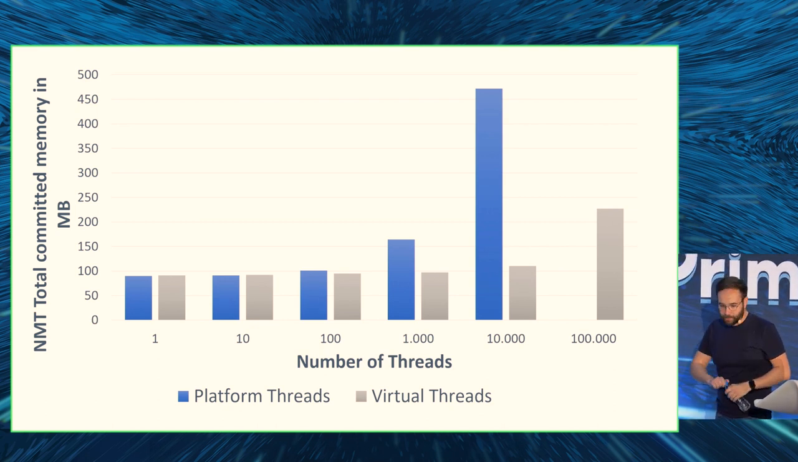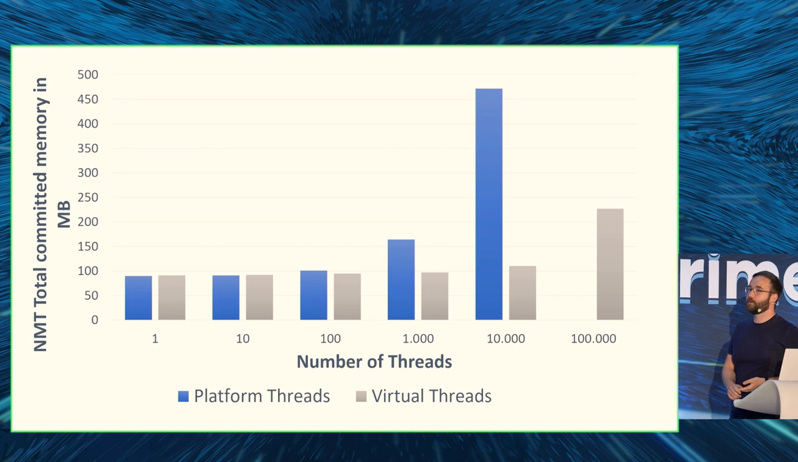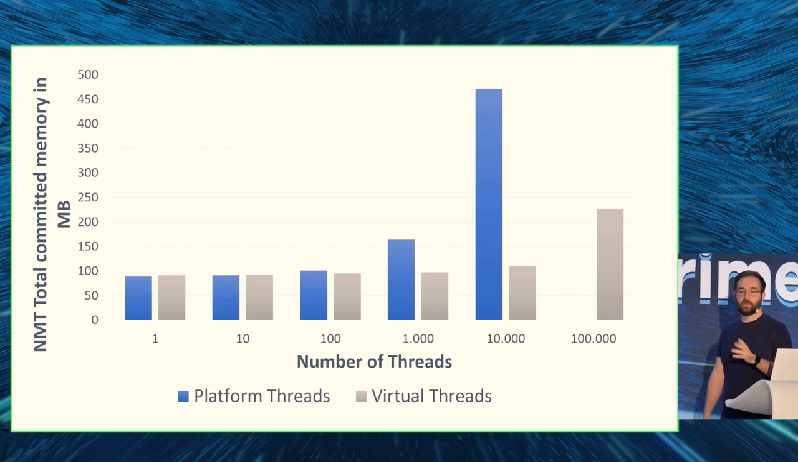So using the native memory tracking, I had a simple application that uses 64 megabytes of memory as heap space. And then I just started creating threads. So I just started with a single platform thread and a single virtual one. And it's just very hard to see, but the platform threads still win. They still use a little less memory than a single virtual thread will use. And why that is, we will see later.